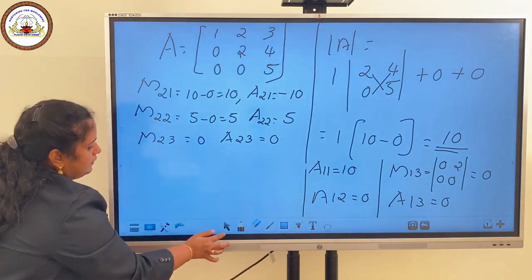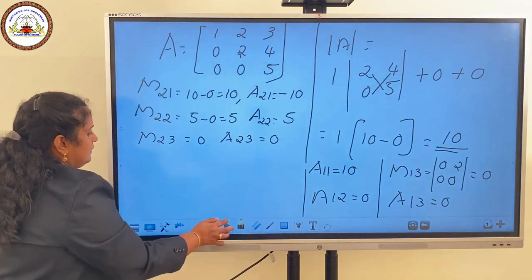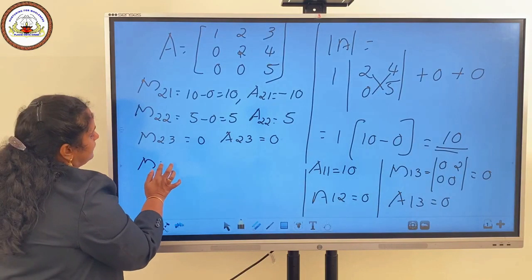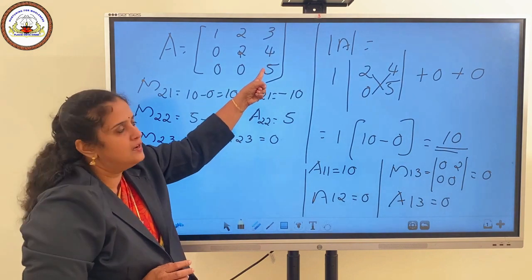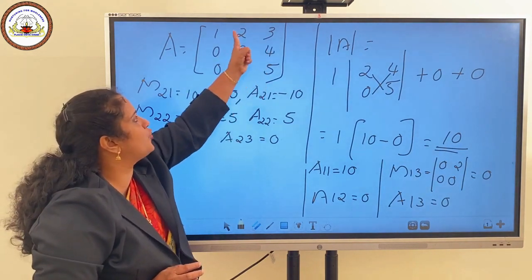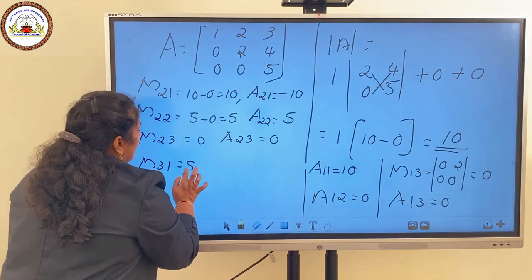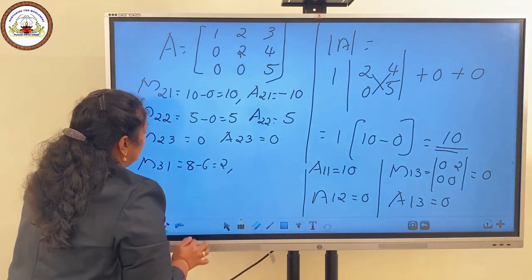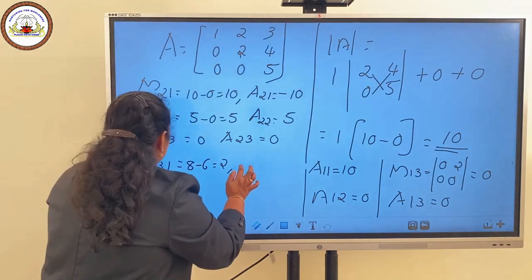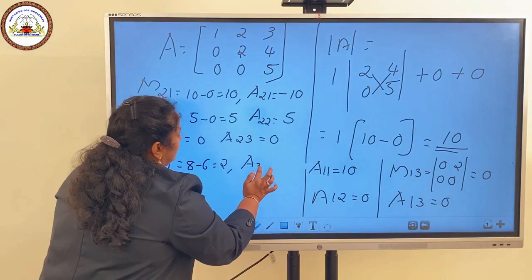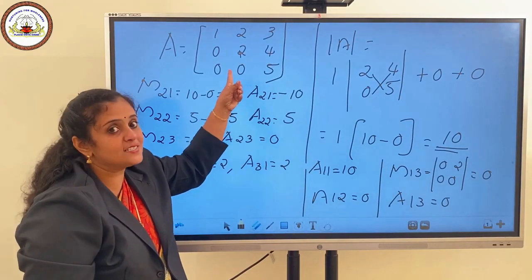Then we can find the minor of third row, first element, M31. The corresponding rows and columns we should eliminate. The remaining elements you should write in the determinant form 2, 3, 2, 4. Cross multiply, 8 minus 6, the answer is 2. This element is positive, negative, positive. That means this element is also positive. That is A31, that is also 2.